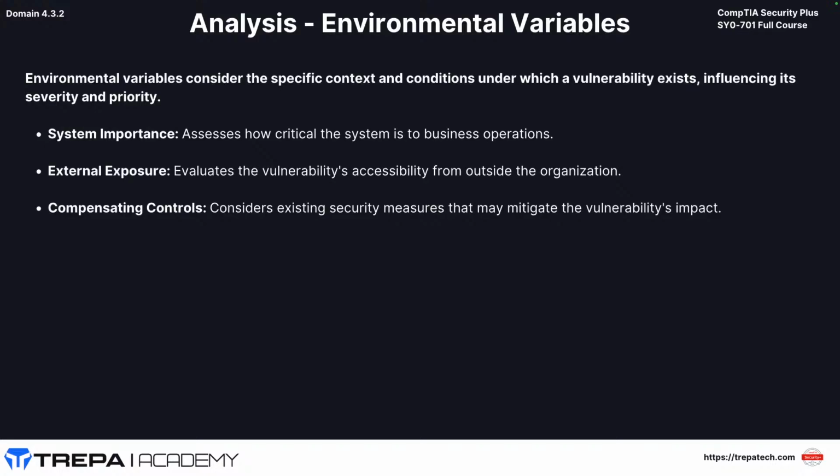Environmental variables. Environmental variables consider the specific context and conditions under which a vulnerability exists, influencing its severity and priority. So if we have an older system that is segmented, isolated from the enterprise, that doesn't have important data on it, maybe we just haven't decommissioned it yet, and it gets exploited, and we have it isolated so it can't propagate throughout the network, in that environment we're not rushing the whole team and setting up PR teams and marketing teams to talk to the public about it, right? In that kind of environment, we take different steps to address that vulnerability or exposure.